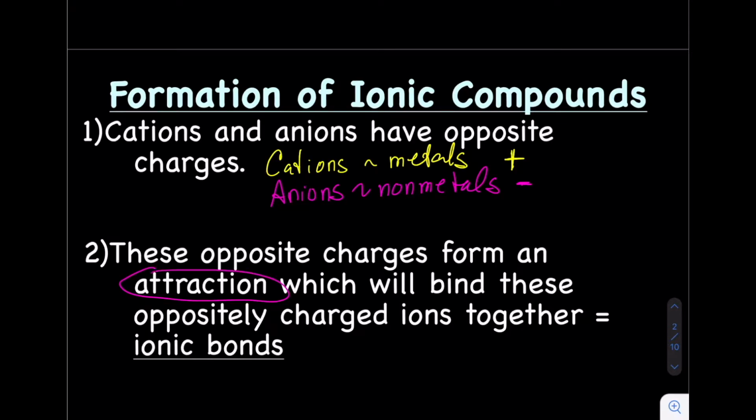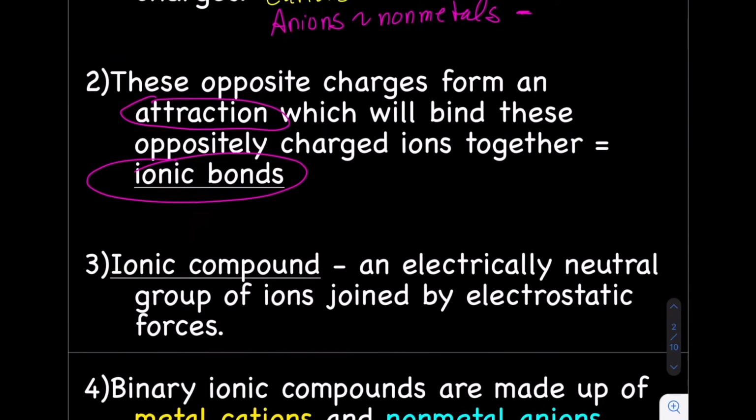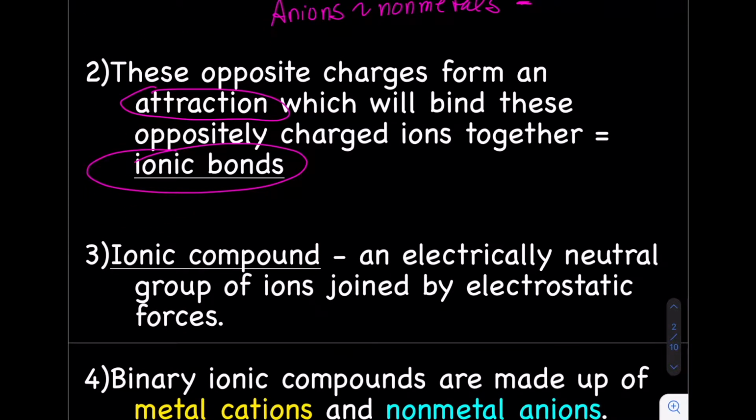Remember that opposites attract, just like when we were talking about the atom, where the positive protons attracted to negative electrons. Same idea here, where the positive cations attract the negative anions. So these opposite charges form an attraction, which will bind these oppositely charged ions together, forming what we call ionic bonds. So an ionic compound is an electrically neutral group of ions joined together by electrostatic forces.